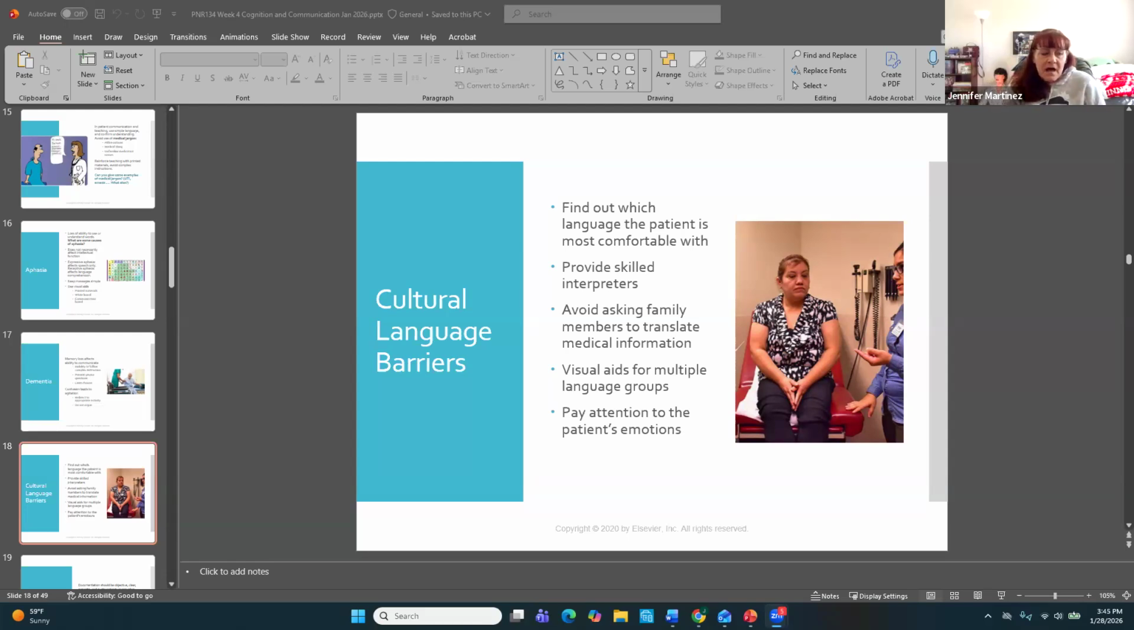We also could potentially have misinformation, and it may not just be a lack of understanding. It could be that the family member is purposely providing false information to the other family member. Okay. So that is why we try to avoid family members. Now, in an emergency situation, right, and that's all we have, we can, but we want to be very careful. So always try to get that professional interpreter around.